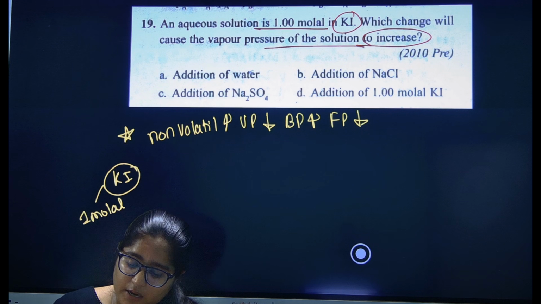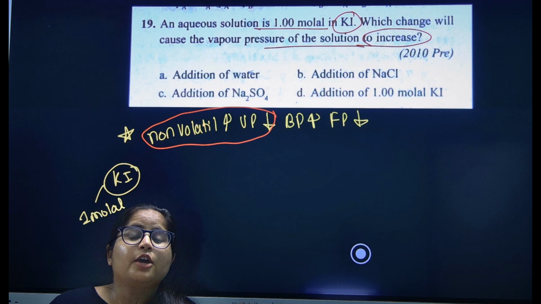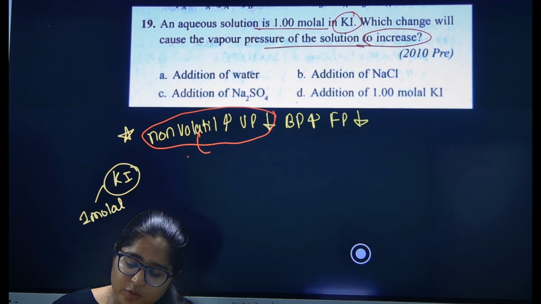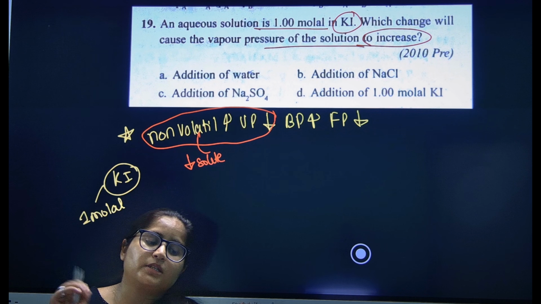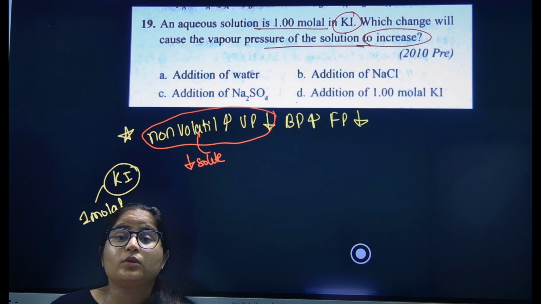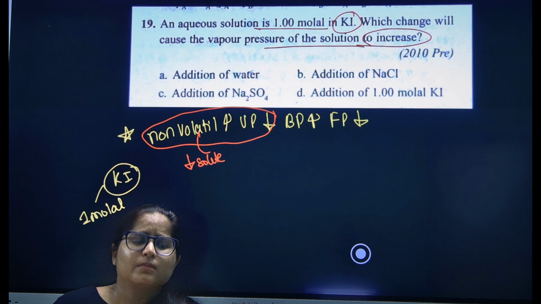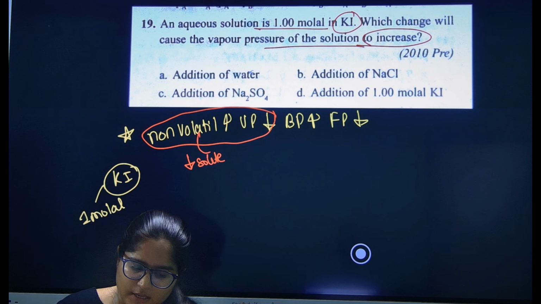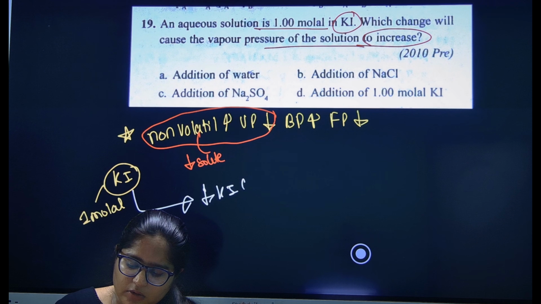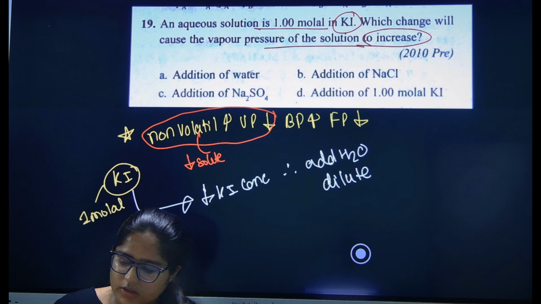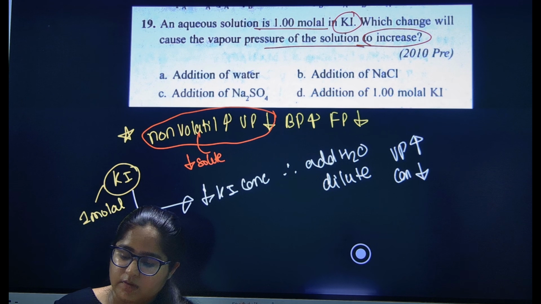Now you see from here, I have to increase the vapor pressure. If I have to increase the vapor pressure, it means I have to decrease my solute concentration. If I decrease the solute, vapor pressure will automatically increase. Now how can you decrease the concentration of something? By adding water, common sense, right? So we have to decrease KI concentration. Therefore, we will add water, means we will dilute it with water. When we dilute it with water, vapor pressure increases because concentration decreases.